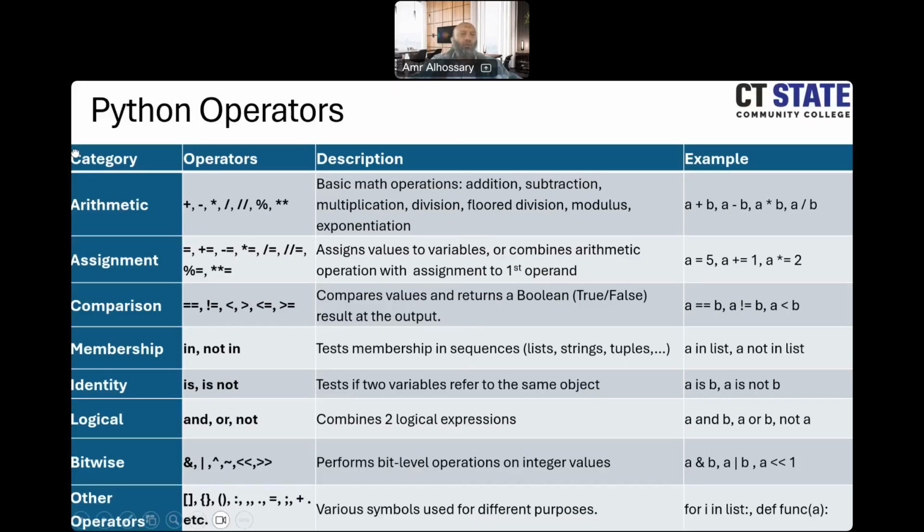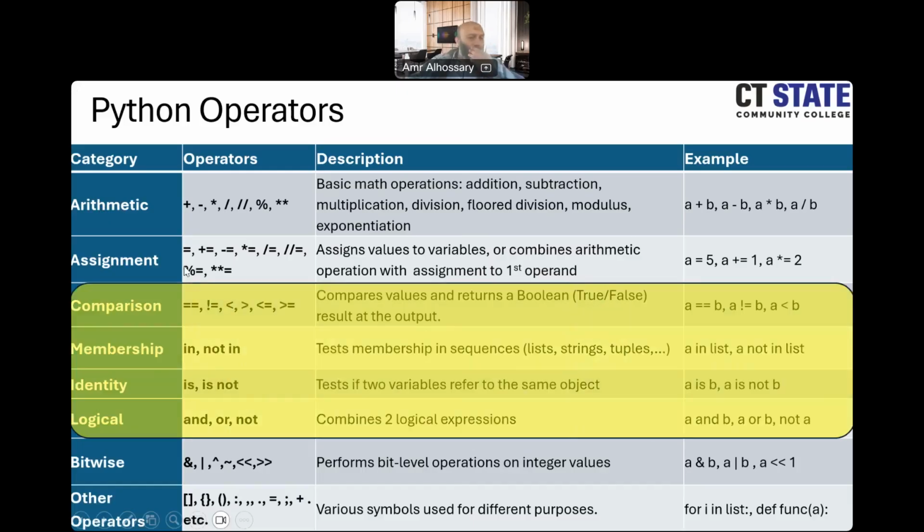Today we are going to take the next bunch of operators after arithmetic and assignment. We talk about those: comparison, membership, identity, and logical. All of them are collectively Boolean operators. That means they return Boolean values.